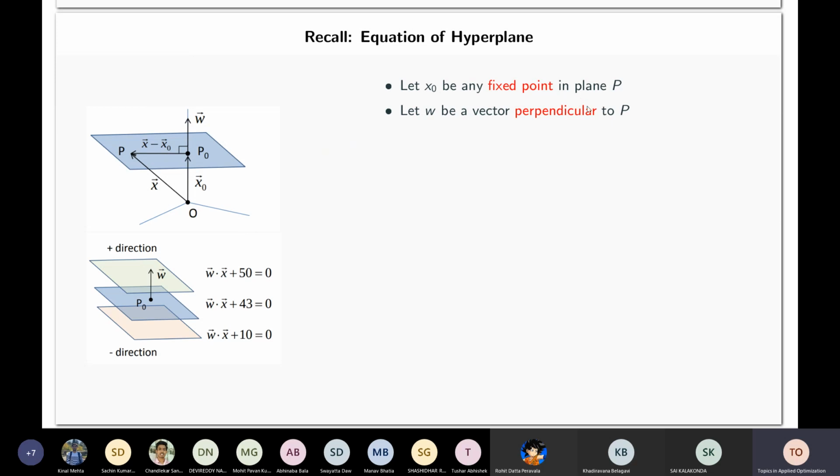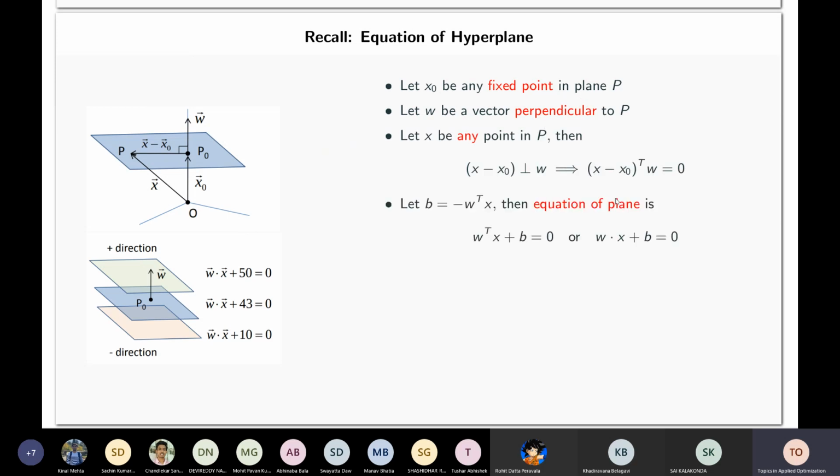So let X naught be a fixed point in the plane, and W be a vector perpendicular to the plane. This is just the derivation of the plane that we have seen so many times. So B is nothing but this. The equation of the plane can be written like this or like this. The dot means W transpose X.